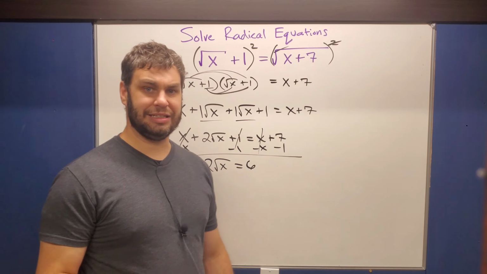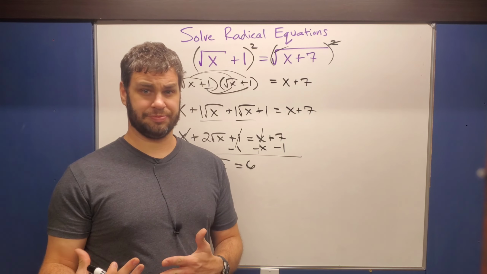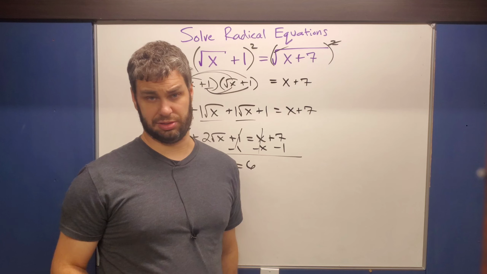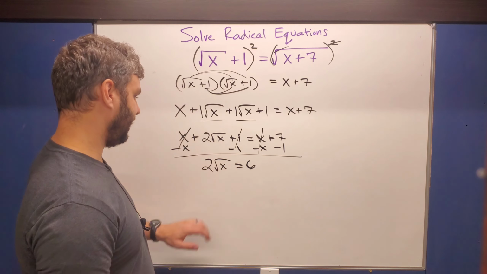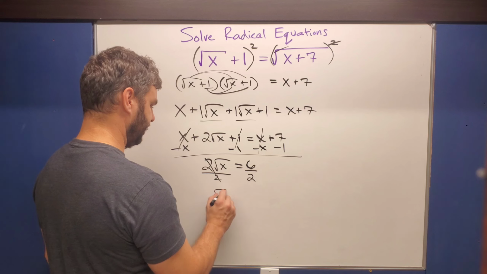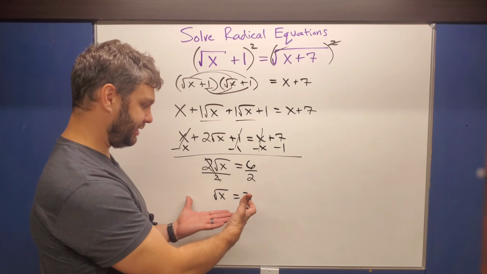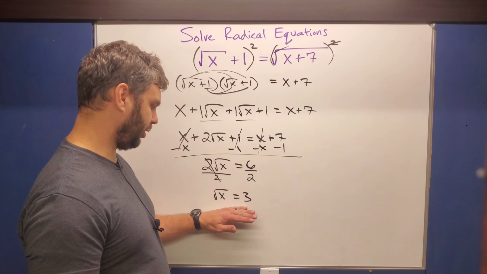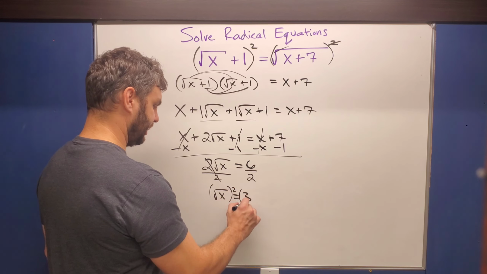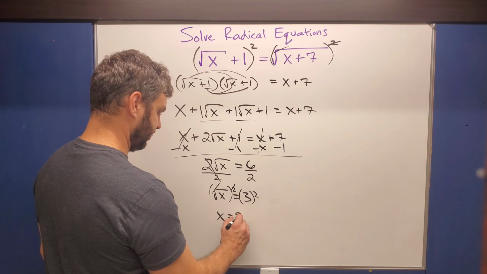So now I need to isolate. I'm going to follow the steps again: isolate my radical, eliminate the radical, solve, and eventually check for extraneous solutions. So if I want to isolate that, I'm going to divide both sides by 2, giving me the square root of x equals 3. That's actually a really easy one to solve. You've been doing square root problems like this for a long time. In fact, we're going to square both sides, and I'm going to get x equals 9.